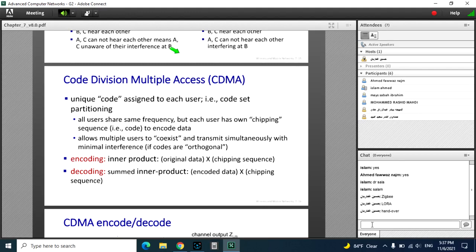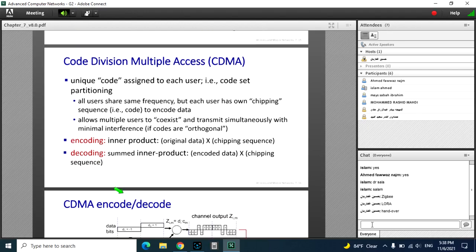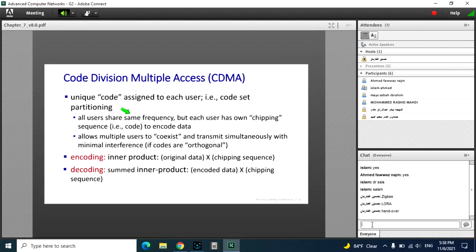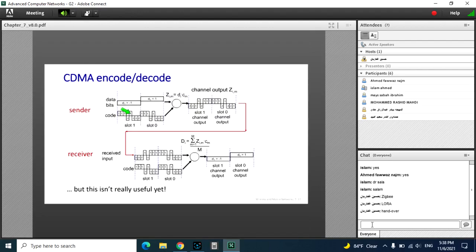So each user has to multiply its code with its data, and then the result would be sent over the network. On the other side, at the receiver, the receiver again multiplies the code with the received information. Using this way, it can extract the original data. Look at this example here. Let me, okay, this one.